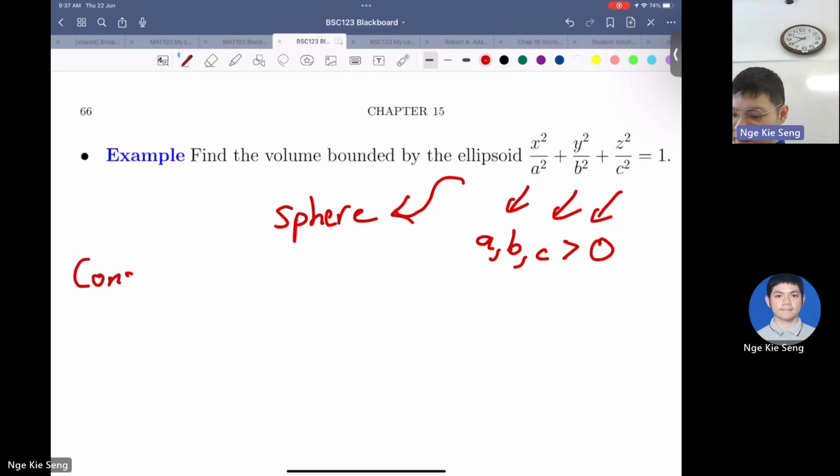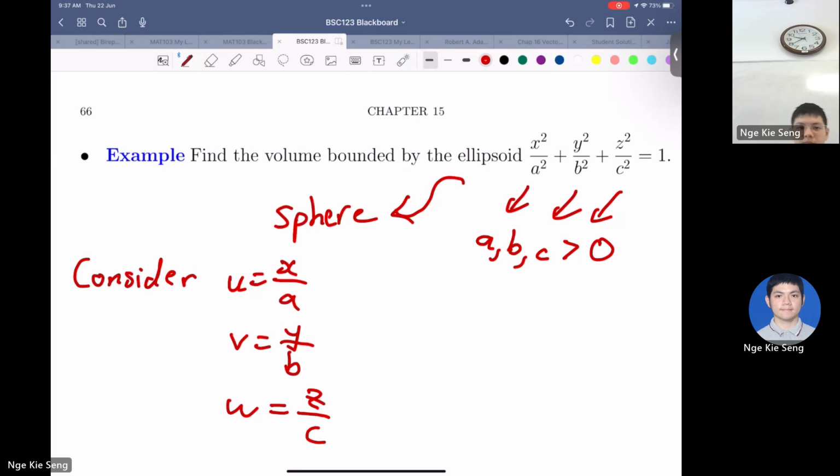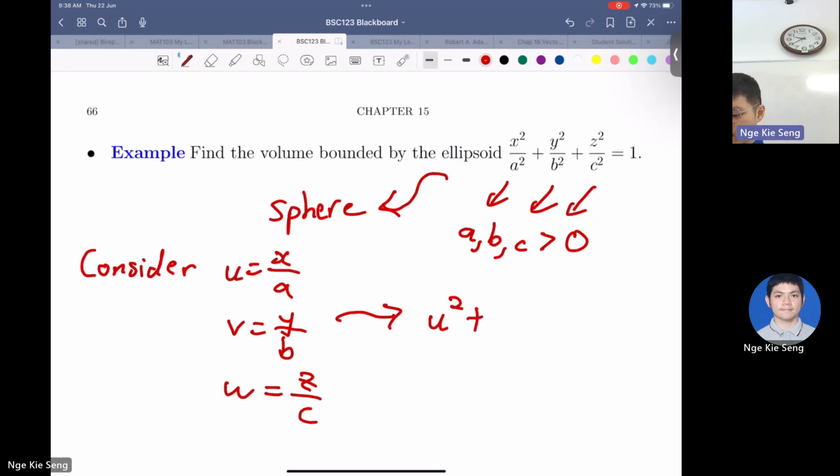So what I'm going to do is consider the following changes: U equals X over A, V equals Y over B, and W equals Z over C. In this case, what happens to my equation? It becomes U squared plus V squared plus W squared equals 1. So this is the sphere equation, right? You know the volume of a sphere, so you integrate over the spherical coordinates the function 1. If you do a triple integral on function 1, you get the volume of the domain. If you do a double integral on function 1, you get the area of the domain.